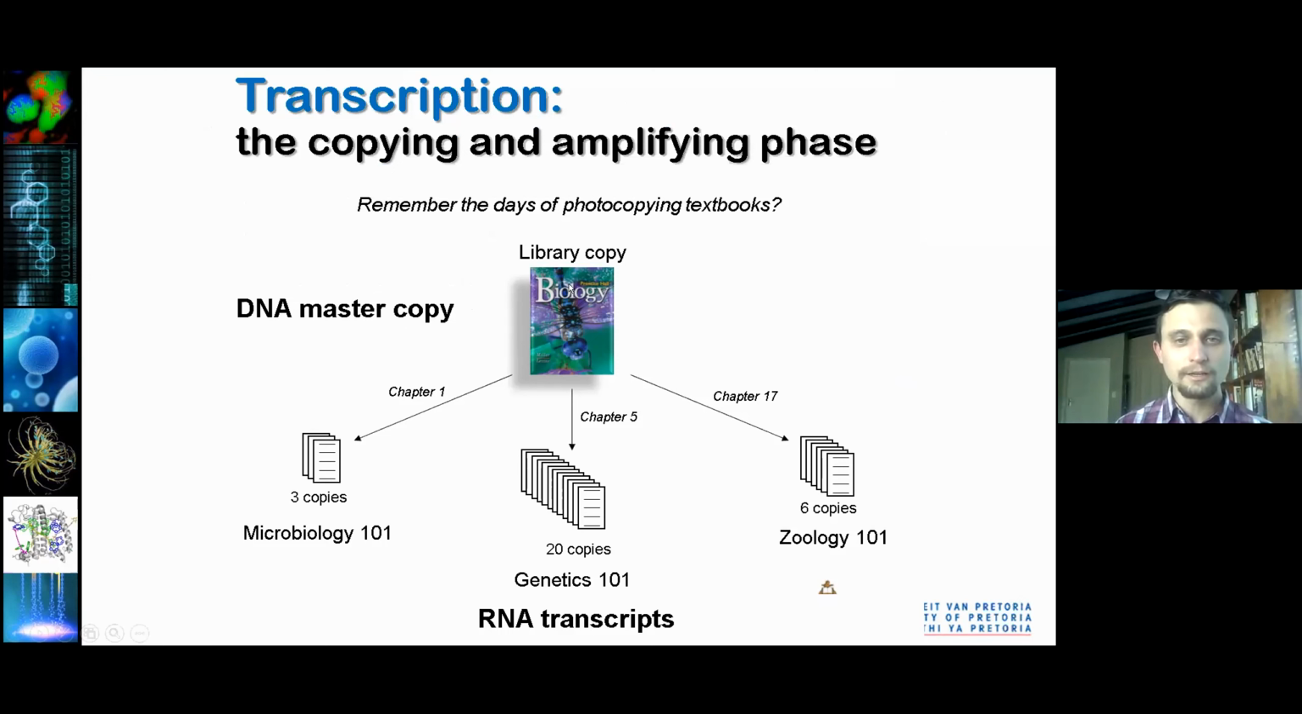So say that there's a biology textbook and you need it for 3 different classes, and you make 3 copies from chapter 1 for the microbiology class. You make 20 copies from chapter 5 for the genetics class, and you make 6 copies of chapter 7 from the zoology class. Okay, so this is your master copy, and then you selectively want to copy certain portions of this master copy? Well, transcription works in a conceptually identical manner, and this is where RNA comes in.